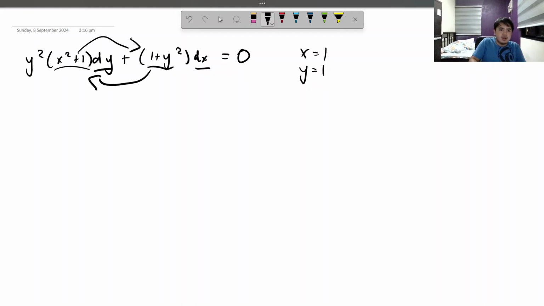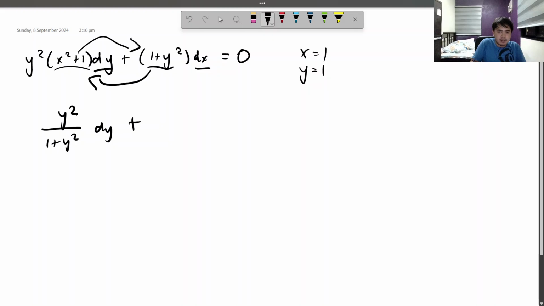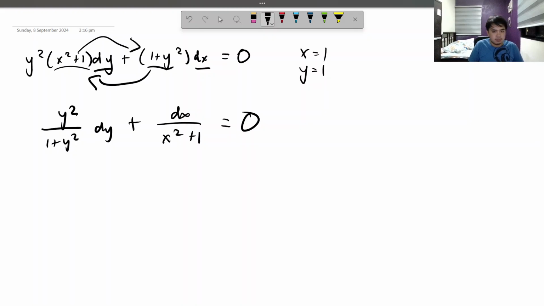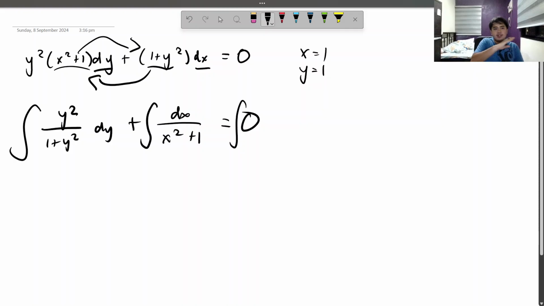We multiply both sides by its reciprocal, or we just divide both sides by this one. So we get y squared over 1 plus y squared dy plus dx over x squared plus 1. You can check that by yourself, but that is how the results are when you divide it by that. So the next step is to just put integral signs everywhere. Honestly, we just integrate the entire thing.